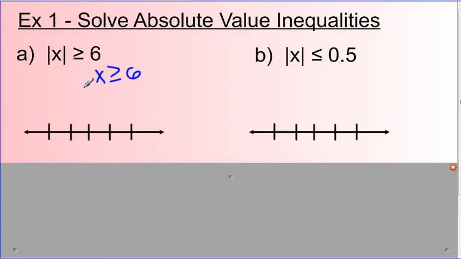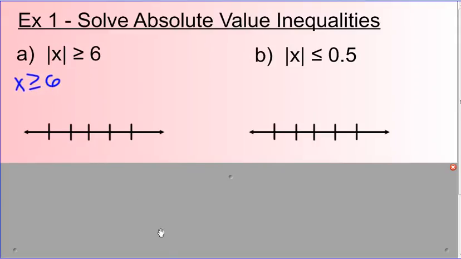What if I plugged in, say, a negative 8 or a negative 12? If I plugged in negative 12 here, the absolute value of negative 12 is 12. Is 12 bigger than or equal to 6? Yeah. So it's not just the stuff bigger than 6. We have another set of numbers, the negatives.